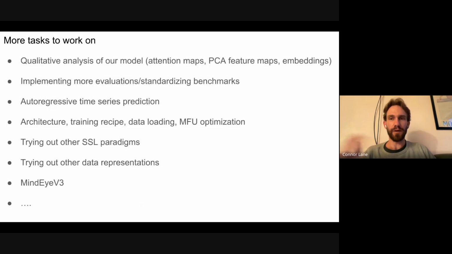But there's also a ton of other things to work on. So I want to do some qualitative analysis of the model. There's lots of interesting qualitative analysis that we could do. We could look at attention maps. We could look at PCA visualizations of the feature maps. We can visualize the embedding space, like I motivated on the first slide. We want to implement some more evaluations, some more clinically angled evaluations, obviously.